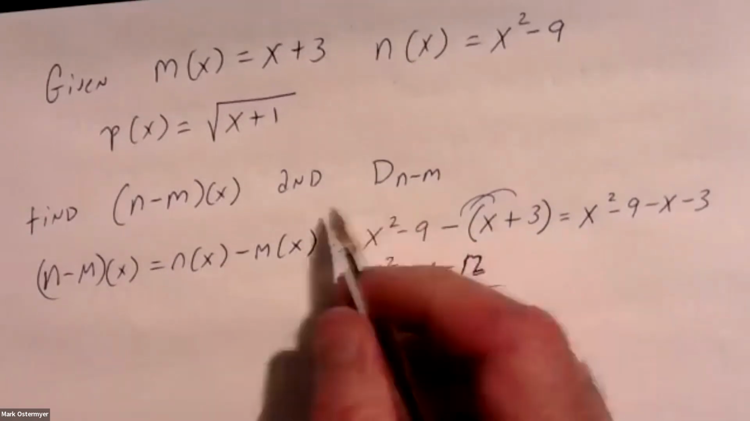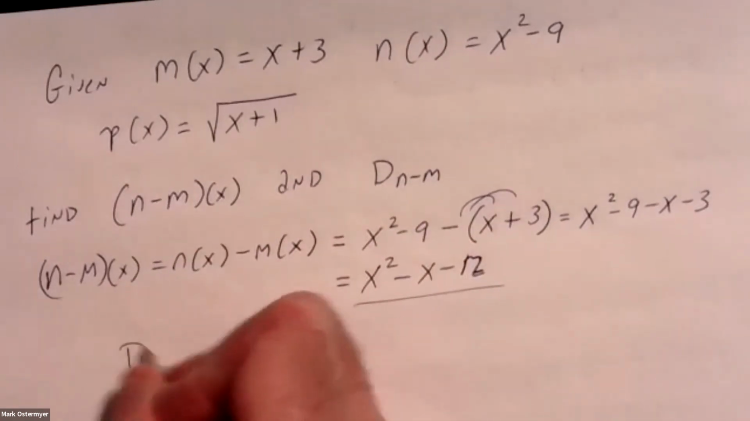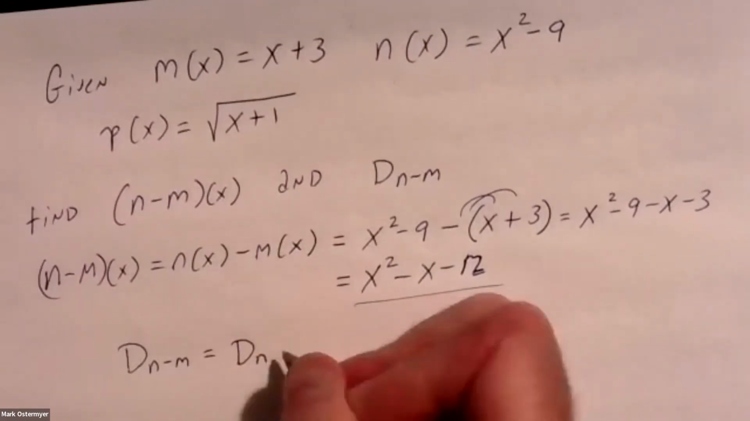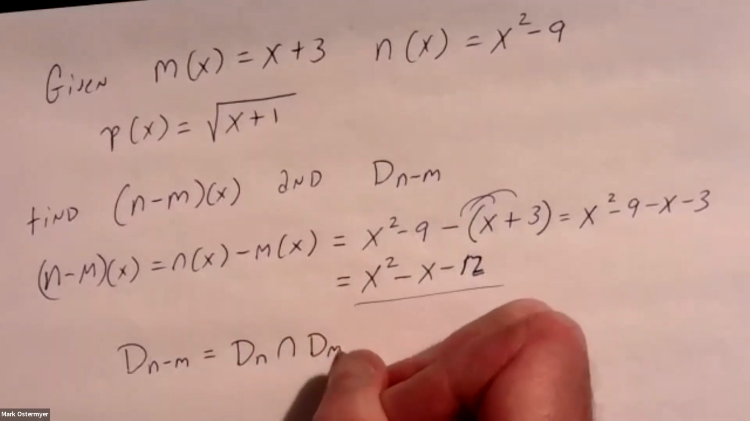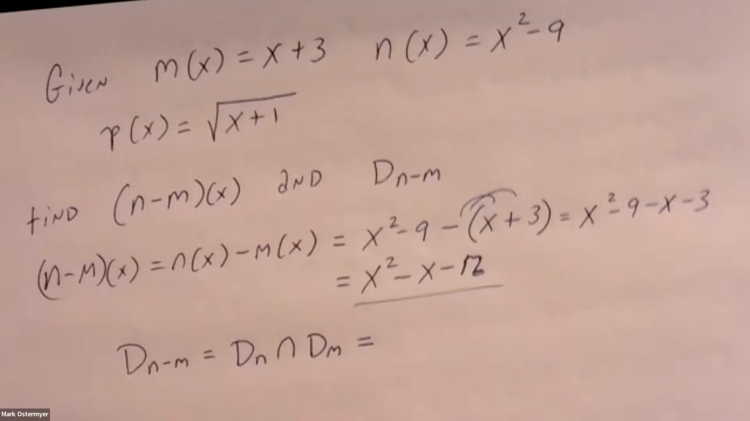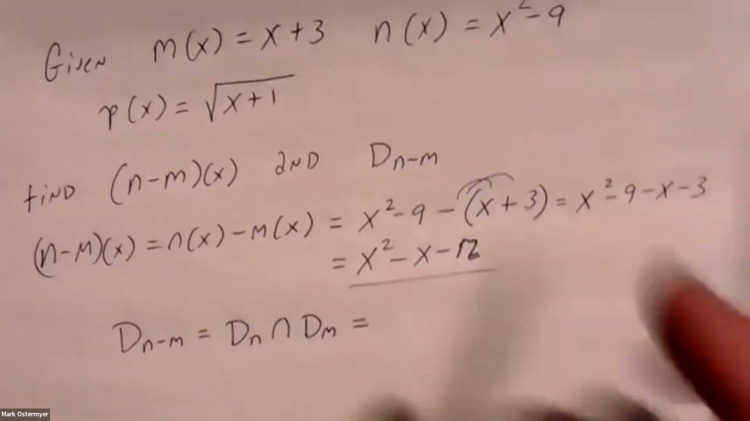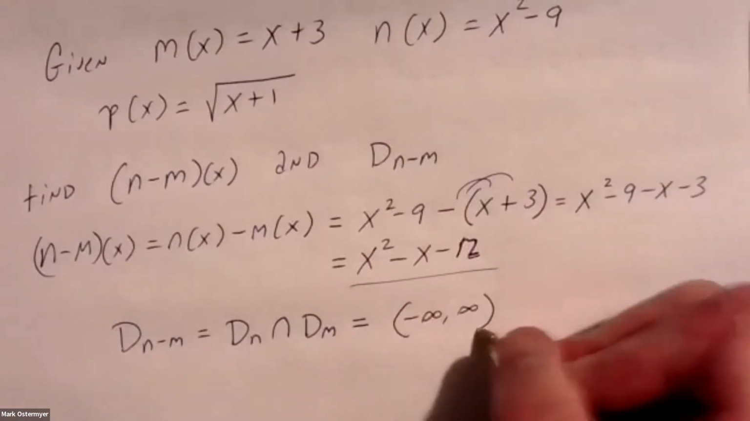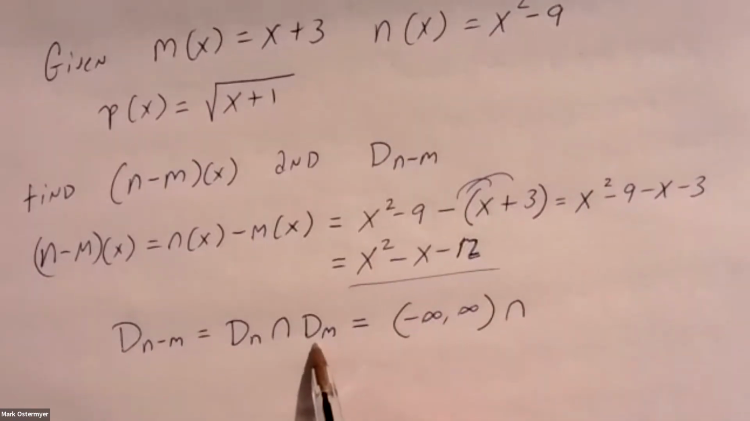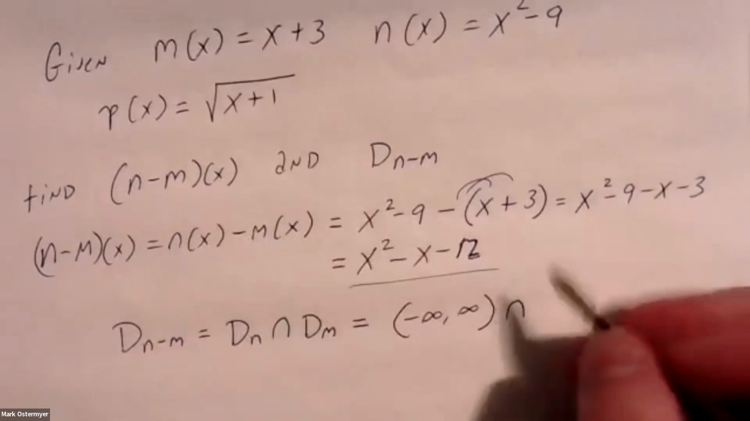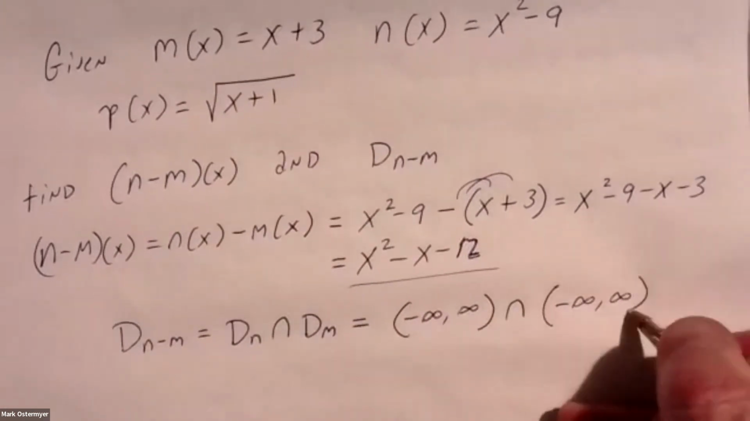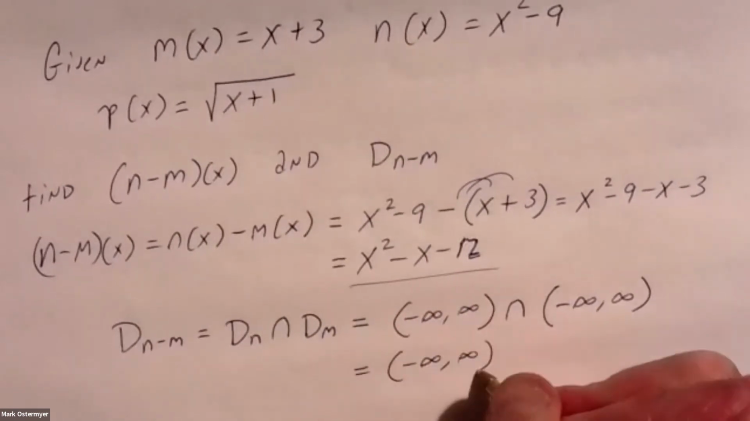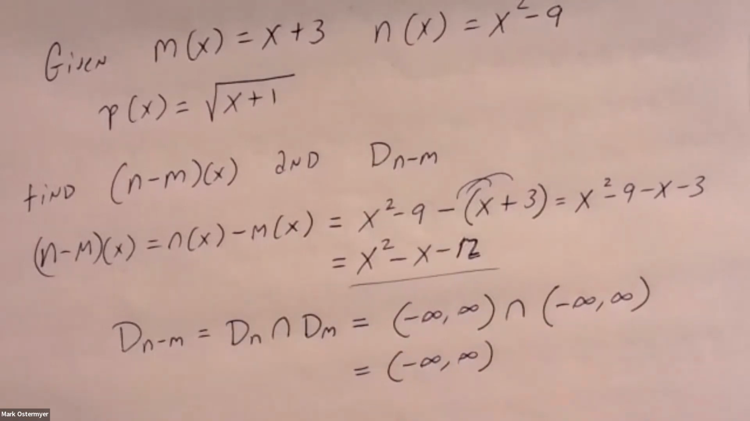Now, what is the domain of this new function n minus m of x? Well, the domain of this function n minus m is going to be the intersection of the domains of function m and n. Well, what's the domain of function n? N being a polynomial function. The domain of a polynomial function is all real numbers always. So we're going to intersect that with the domain of function m, which also is a polynomial function. So its domain is all real numbers. So what's the intersection of all real numbers with itself? It's the set of all real numbers. And that would be the domain of our new function called n minus m.